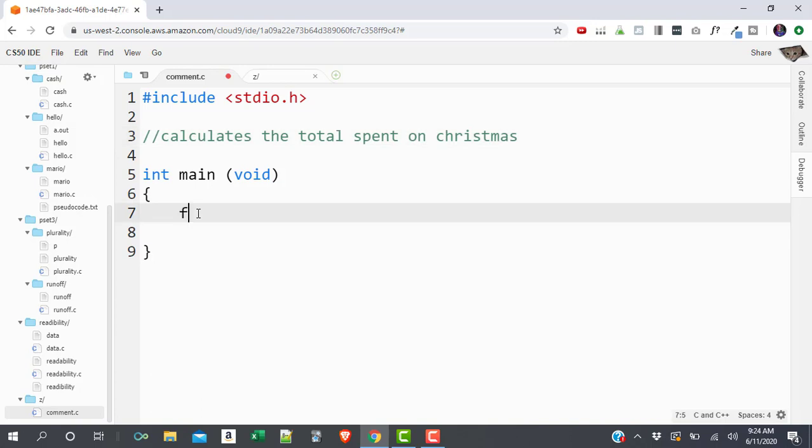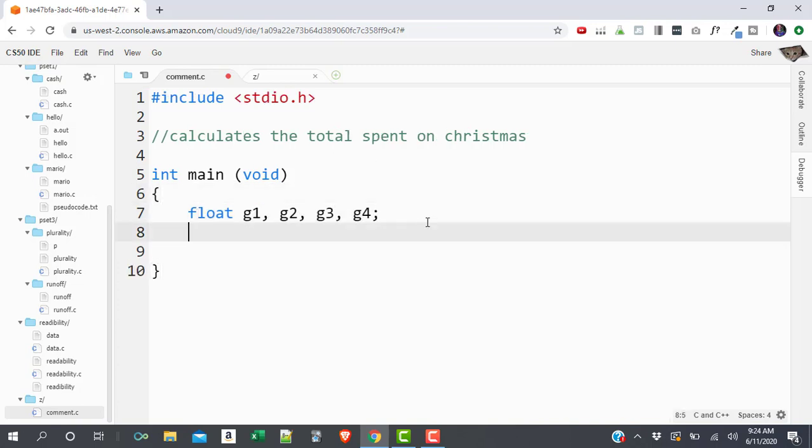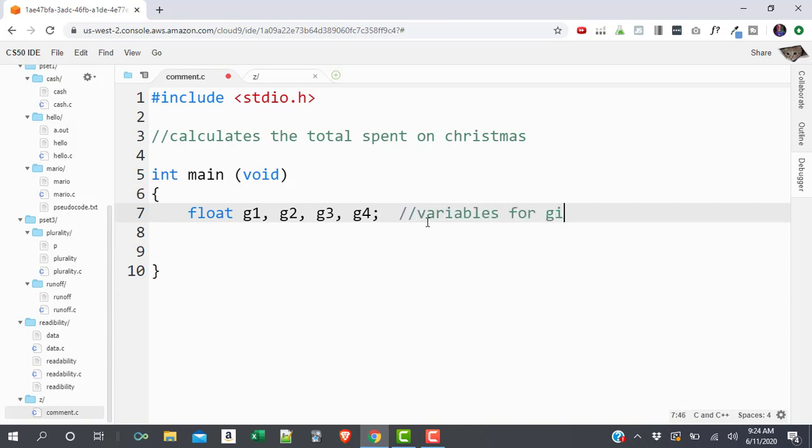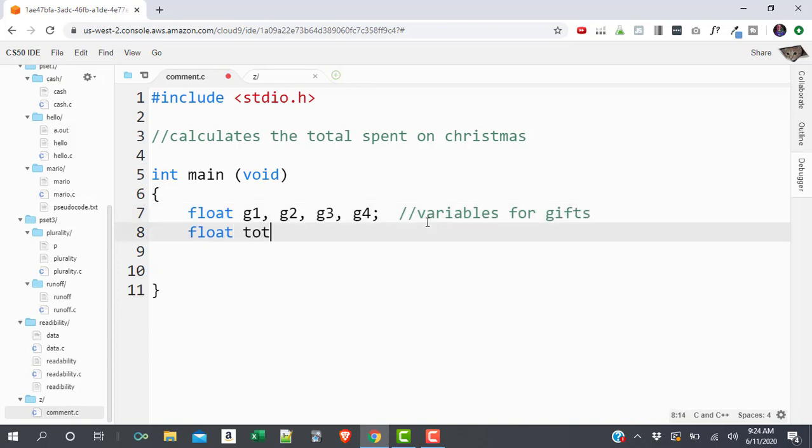And I'm going to write some variables right there. I'm going to say float G1, G2, G4. Then I'm going to write a float variable for the total.